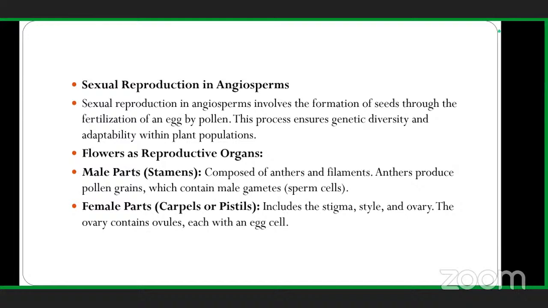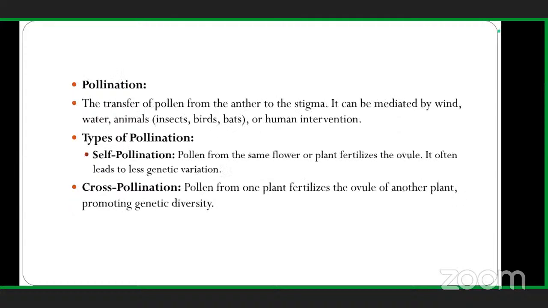Next is the female part, also known as the carpel, or you can also call it the pistil. It includes the stigma, style, and ovary. The ovary is the main important part of the gynoecium. It contains the ovule. Each ovule has an egg cell. The egg cell is the main reproductive cell. The sperm will come and fertilize this egg cell.